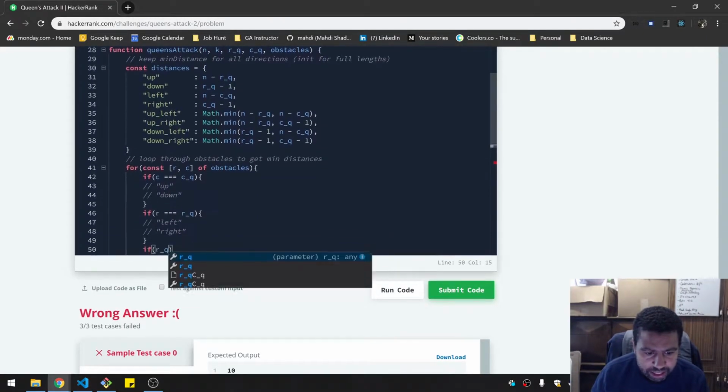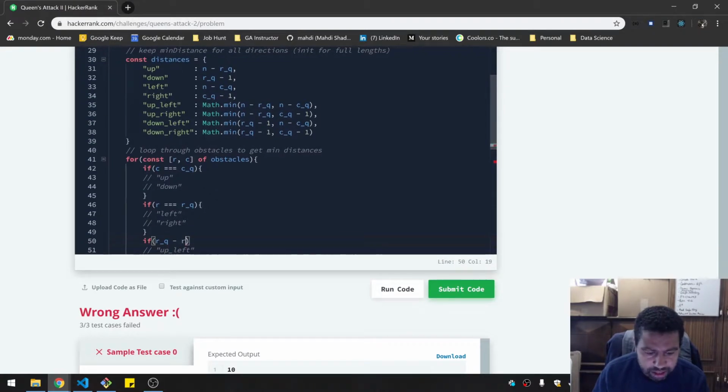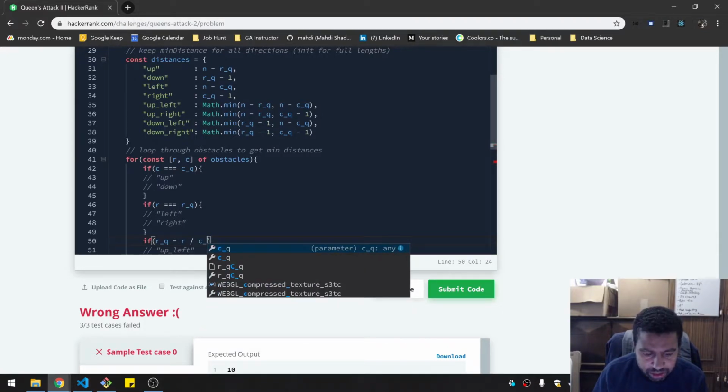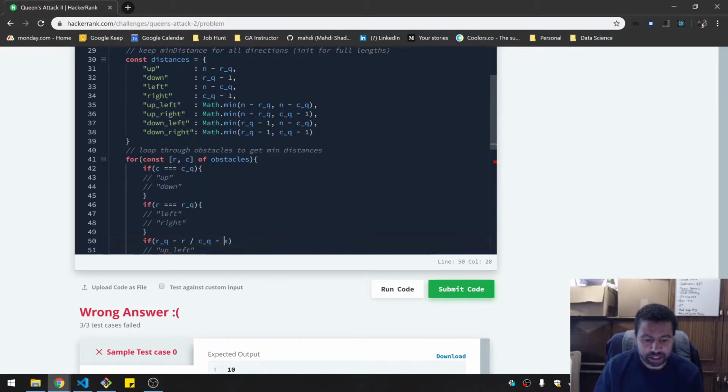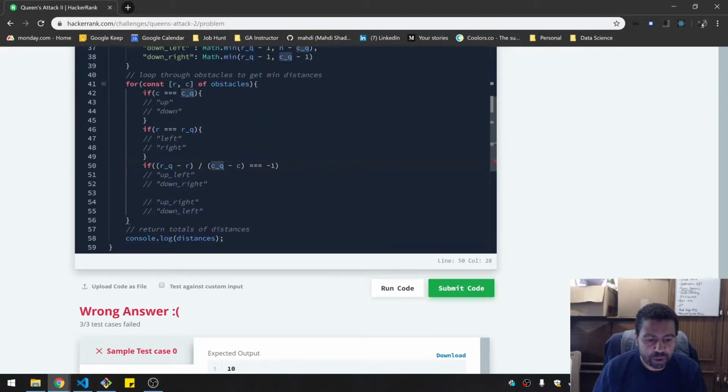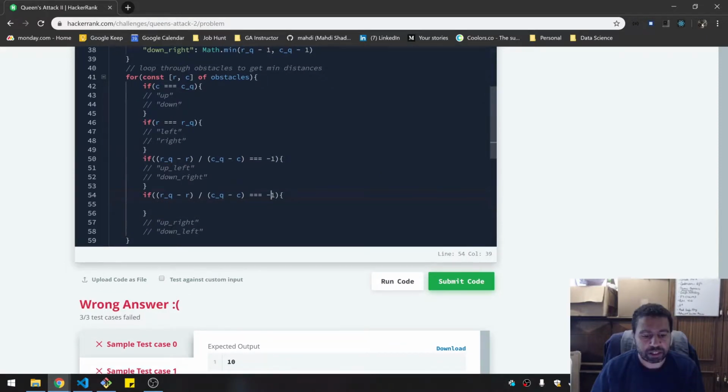RQ minus R divided by CQ minus C. And that needs to equal negative 1. Because that is that diagonal. That is what that diagonal is. And it has to be relative to the RQ and CQ. If that's the case, then you are part of this up left diagonal. And I think the same logic applies to the other way. I just think it is going to be the opposite positive one. Yeah, it stays the same, right? I think so. Yeah, this is it. This is it. Okay. Oh my goodness. Oh, I think I'm getting close to this.